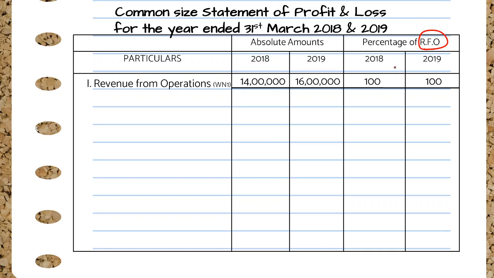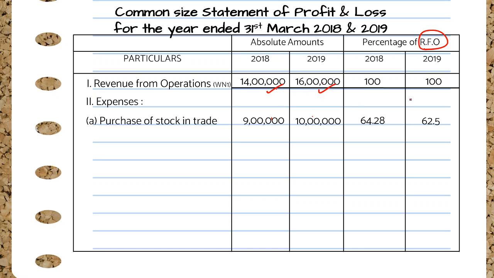The next item here is expenses. Now in case of expenses, we are given here purchase of stock in trade. Now for both respectively, the percentages have to be calculated. So base is 14 lakh and 16 lakh. So 9 lakh by 14 lakh into 100 gives us 64.28. Similarly, 10 lakh by 16 lakh into 100 gives us 62.5.